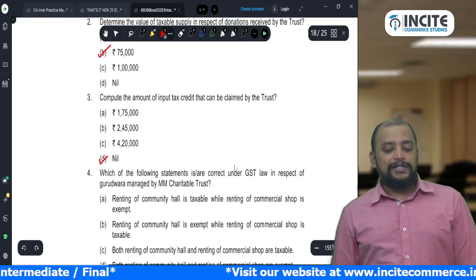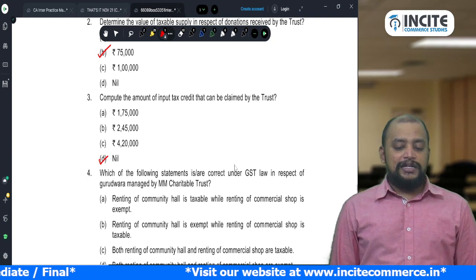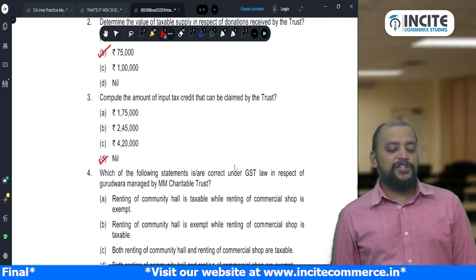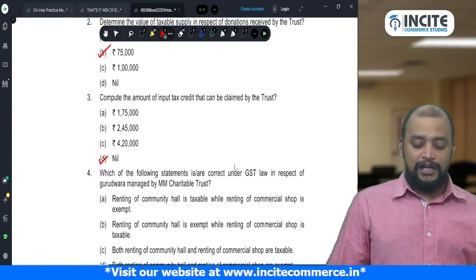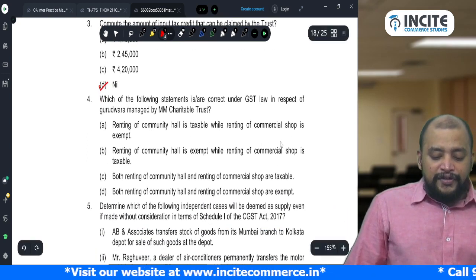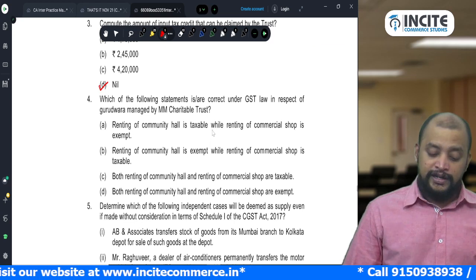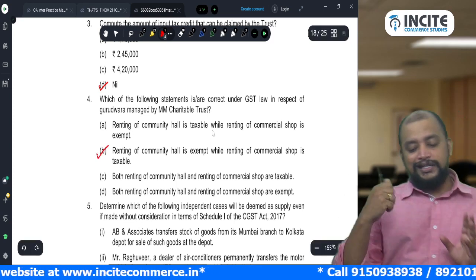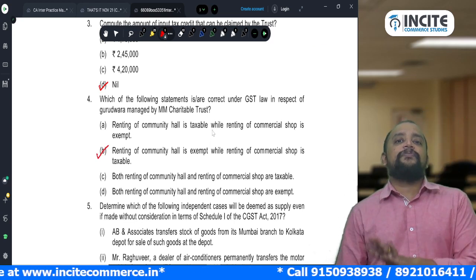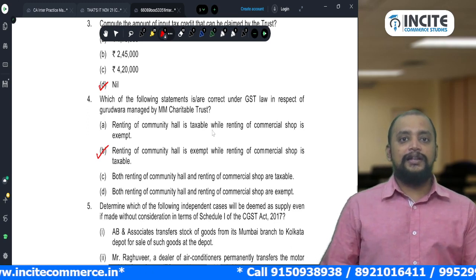Which of the following statement is or are correct under GST law in respect of Gurudwara managed by MM Charitable Trust? Renting of community hall is taxable while renting of commercial shop is exempt. No, reverse. So renting of community hall is exempt while renting of commercial shop will be taxable. Okay, these are the answers for that.